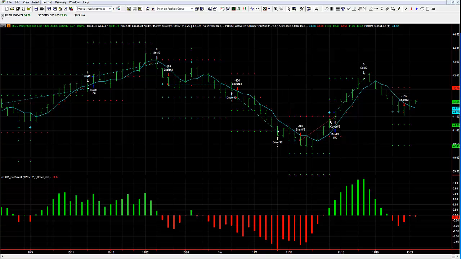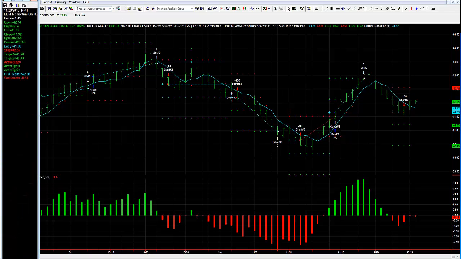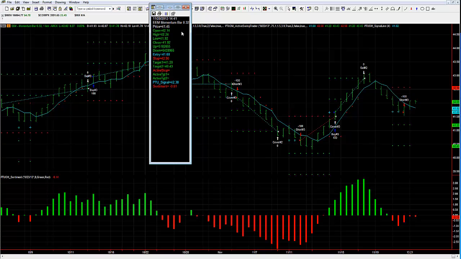So at the moment, we did close out of this full winning long trade. The system is currently in a short. Okay, let me get my data window back up here. And the data window is telling me, okay, the entry point was at 41.68. We have targets down at 41.20 and 40.43, and the stops up at 42.56. So we'll just track this trade going into next week.